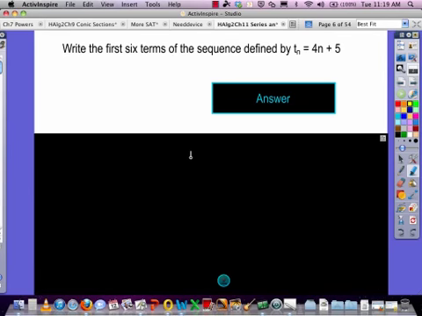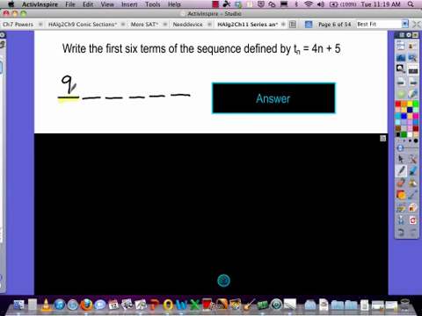All right, our first one. Write the first 6 terms of the sequence defined by this equation. They want 6, and all they do is want the terms, so we're not adding them together or anything. So you could make 6 blank lines and fill in those blanks as you go. If we did t sub 1, 4 times 1 is 4, 4 plus 5 is 9.